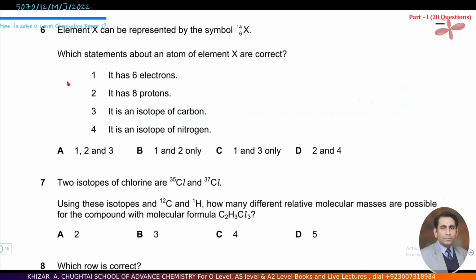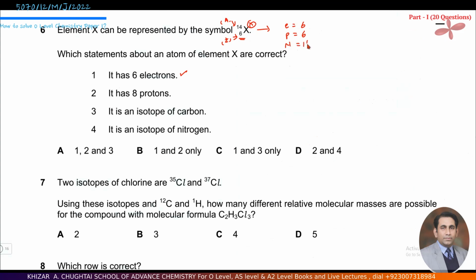Question number 6. Element X can be represented by the symbol X, 6 and 14. It's a Z, and this 14 is equal to A. A means atomic mass, Z means proton number. Which statements about an atom of the element X are correct? It has 6 electrons. Yes, it is true. We can find the number of electrons. In this case, there is no charge on this element. So number of protons is equal to number of electrons. 6 electrons, it has 6 protons.